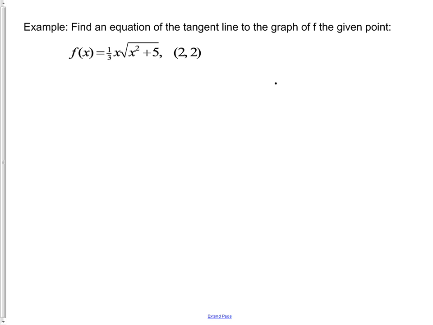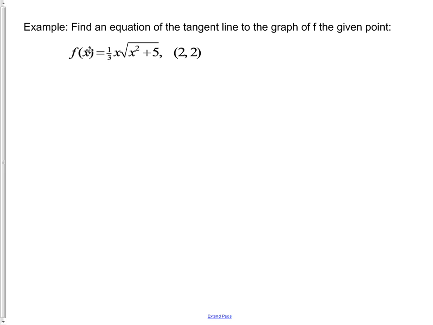By the way, you should be able to verify that the point 2, 2 is on the graph, because if you substitute in 2 for x, you're going to have 2 squared plus 5, which is 9, times 2 times 1/3. Well, the square root of 9 is 3, divided by 3 is 1, times 2. Yeah, y equals 2 for sure.